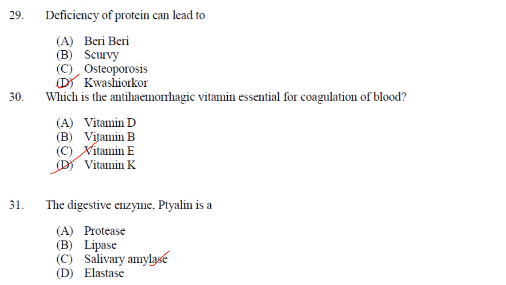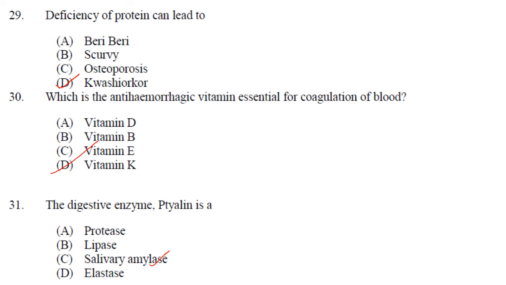Then next one. Deficiency of protein can lead to. So deficiency of protein can lead to kwashiorkor. Option beriberi is due to deficiency of vitamin B1, that is thiamine. Scurvy is for vitamin C, and osteoporosis it is a lifelong lack of calcium. So answer here is option D.